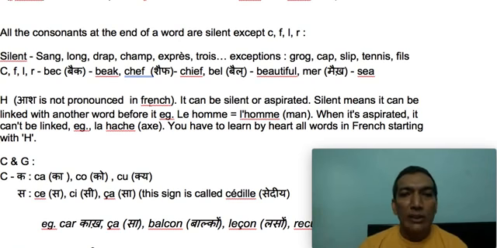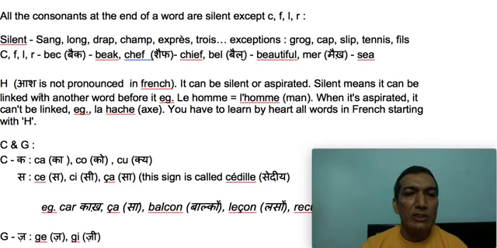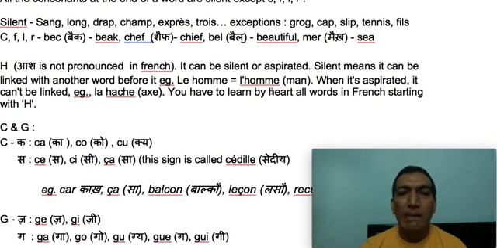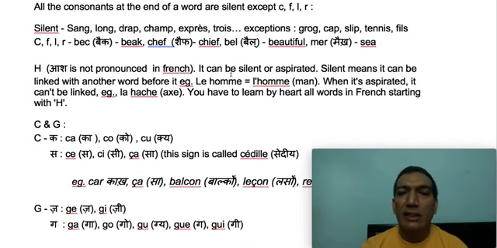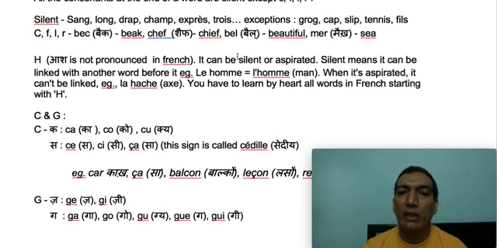Okay, so the next letter we just talk a bit about is H. Okay, so H is not pronounced in French, so it is always silent. There can be two cases. It can be silent or aspirated. So there are two cases in French, as we call them, silent or aspirated.